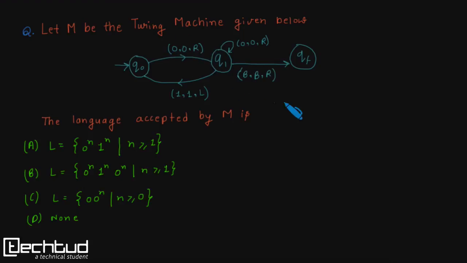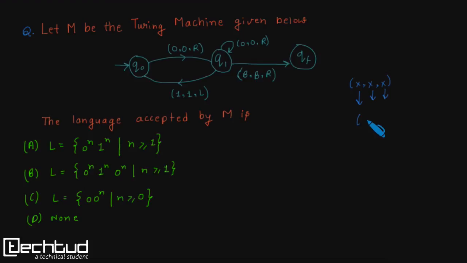Let me write it down again. The notation is x, comma x, comma x. Here the first one represents the input symbol you are reading and the second one represents your updated symbol. That means whether you have made any changes on this input symbol or not, and the third one represents your movement, whether you will move to the left or to the right.